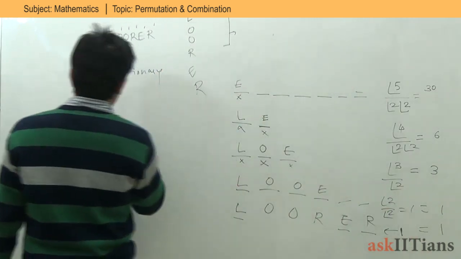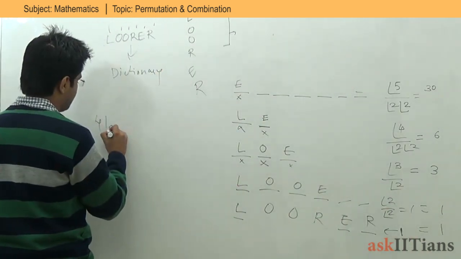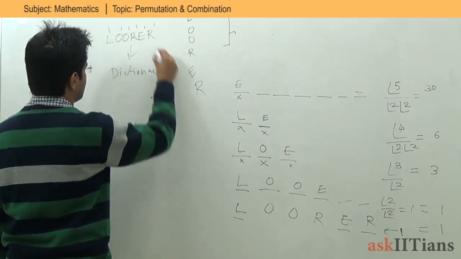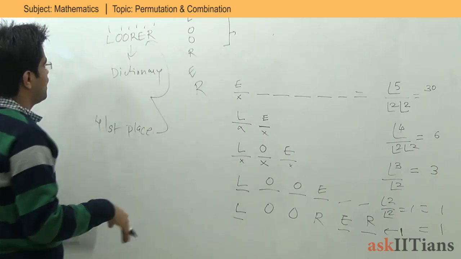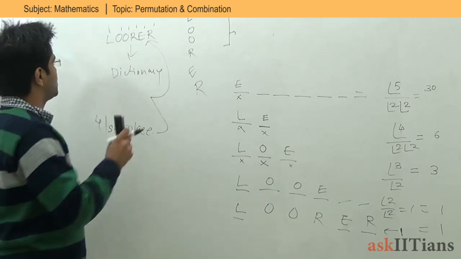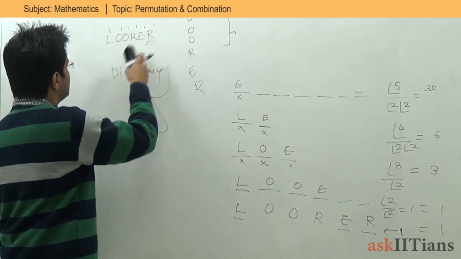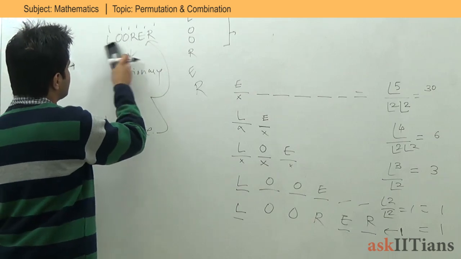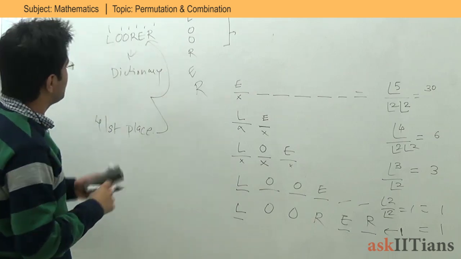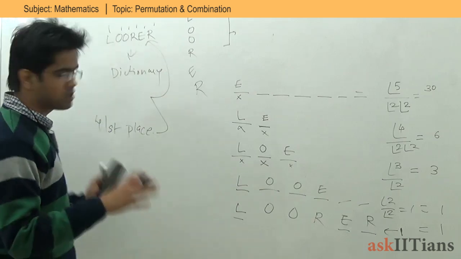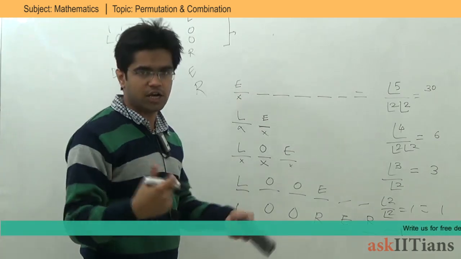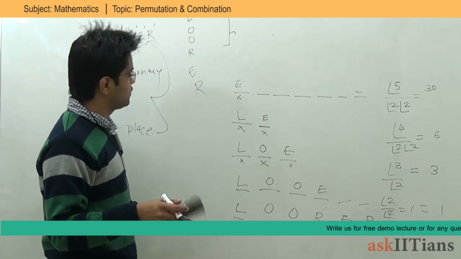That means 41st place is this letter. So if there is a dictionary which contains only these alphabets, then for this letter to come in a dictionary, it will come at 41st place. So this is a general technique to solve these kinds of questions, on what place a word will come.